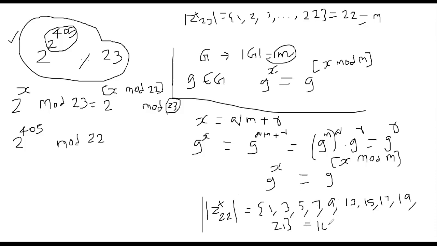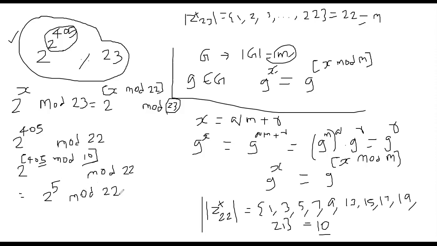Which means instead of computing 2 power 405 mod 22, it is the same as 2 power 5, because the order of the group is 10 and you get a remainder 5. That's the definition of mod 10, the last digit. So this is nothing but 2 power 5 mod 22. 2 power 5 mod 22 is nothing but 10. So we solved the subproblem, and now we can go ahead and put it here.